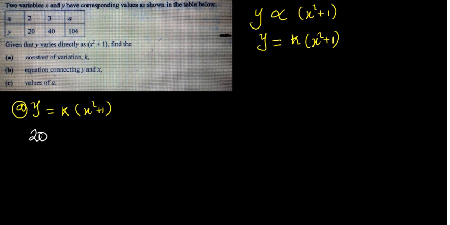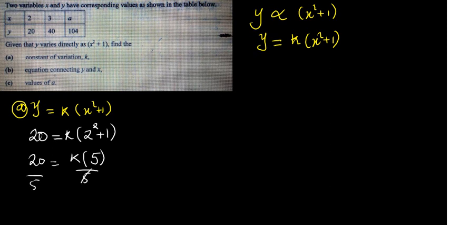So that will be 20 is equal to k. This is going to be 2, but remember it's squared, plus 1. So this is going to be 20 is equal to k. 2 squared is going to be 4. And then this will be 4 plus 1, which is a 5. And then we're going to divide both sides by a 5. 5 there cancels with a 5, so that will give us k being equal to 5 can go into 20 4 times. So that is it.